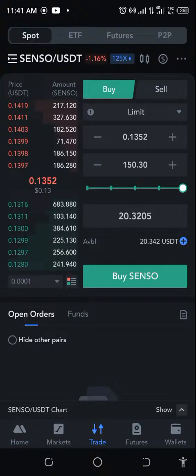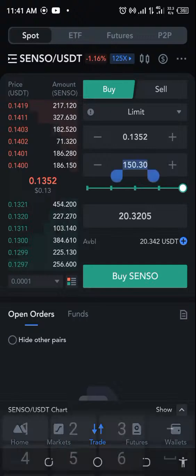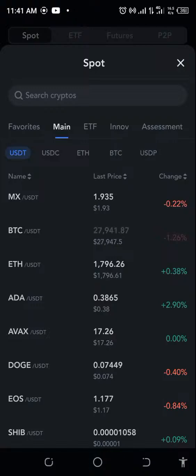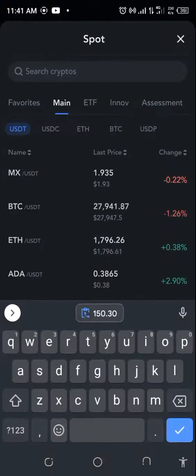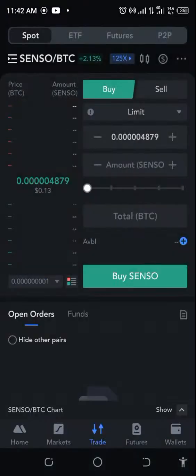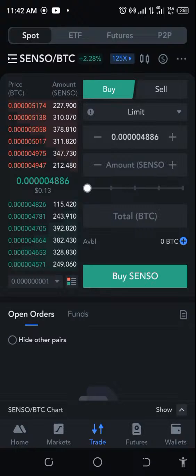Let me go back and check what's happening. The other time we had it as 151.3. So if I do a quick simulation of this, will I still make profit? I'm not sure. Let's go ahead and see. Let's make this really fast because we don't want the profit margins to go down. So that would be Senso BTC.